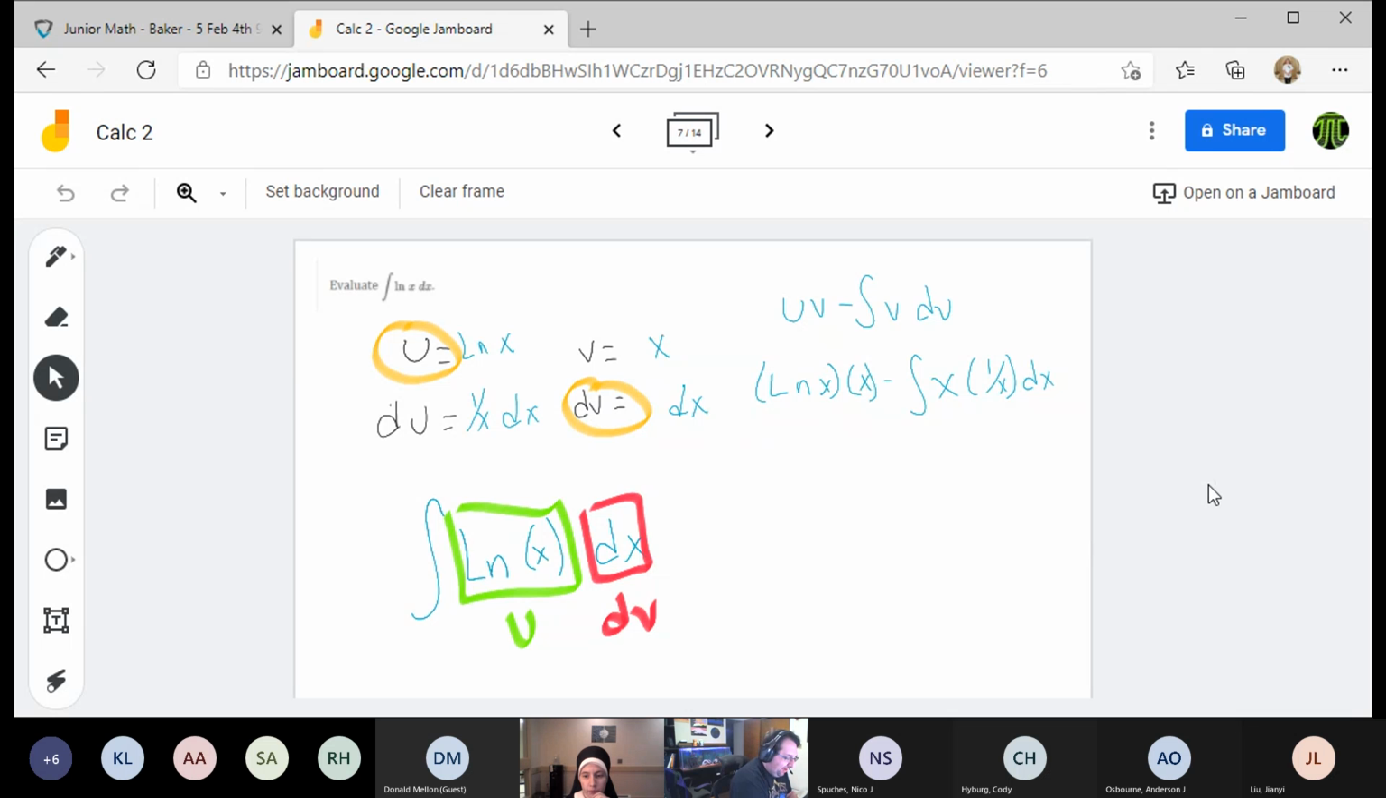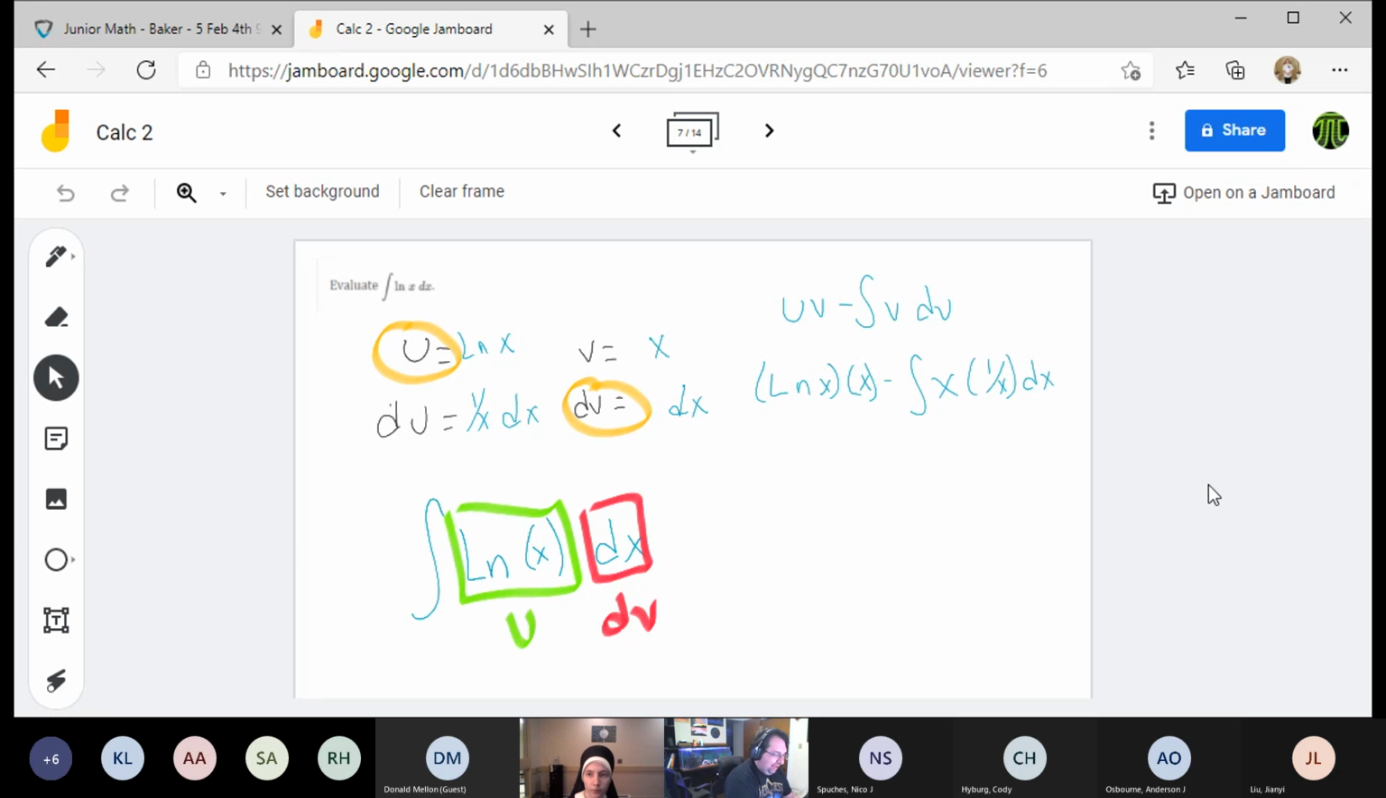And that's where that other x comes in, because when I take the integral of dx, the integral of 1 dx is x, because that 1 becomes dx. Does that make sense?